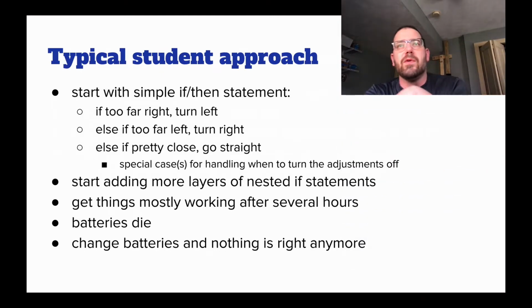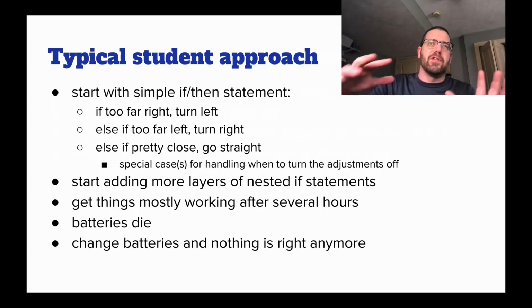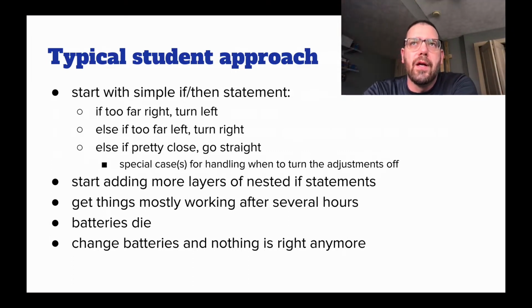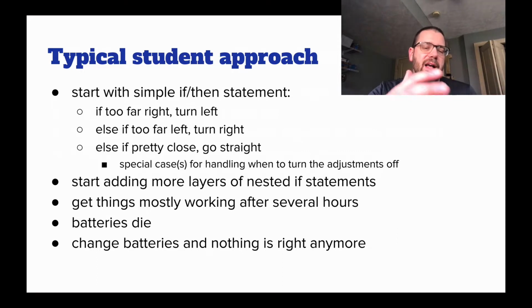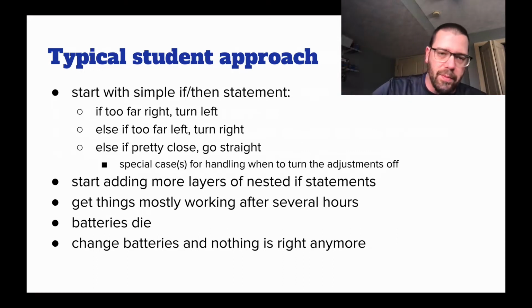So what students tend to do is try to convert those conceptual ideas into some if-then statements that make my robot do what I want it to do. And it starts off going okay. And then we need to add more and more layers to our if statement to try to improve the quality of how it does what I want. And I have all these special cases for when I need to just turn the control off and drive straight. And before I know it, I've spent a bunch of time on it and it's kind of working. And then my batteries die. And then I have to start over because nothing's working after I put in new batteries. And so this ends up seeming like a simple thing to start out doing, and then it gets painful.